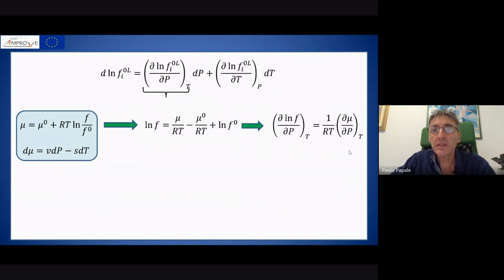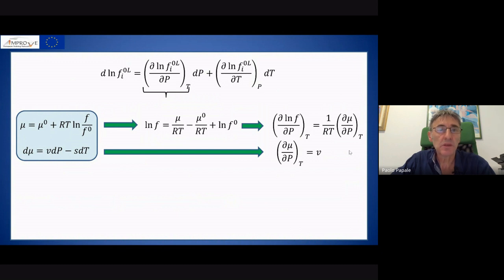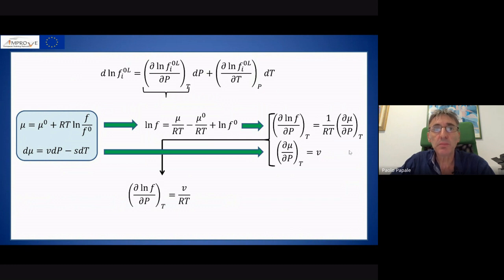The right-hand side term contains the pressure partial derivative of the chemical potential. We can then employ the second one of our expressions on the left, which tells us that the pressure partial derivative of the chemical potential is equal to the molar volume. By substituting, we obtain what we were looking for, that is, an expression for the pressure partial derivative of the logarithm of fugacity of a pure component in terms of its molar volume.